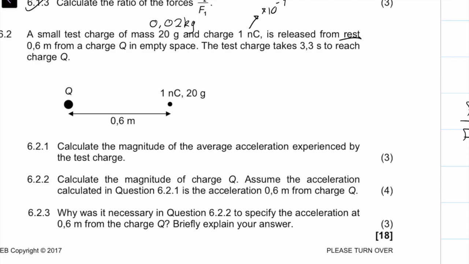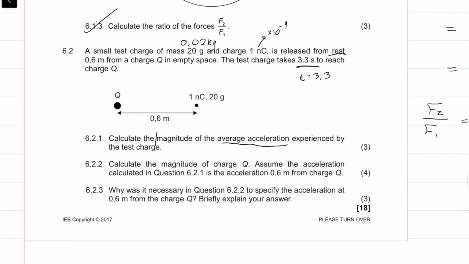The test charge takes 3.3 seconds to reach charge Q. Calculate the magnitude of the average acceleration experienced by the test charge. Okay, so an important thing to know is that for these charges, the equation, from Coulomb's law, is F equals k, which is Coulomb's constant, Q1, Q2, where one of these is the test charge, over r squared.